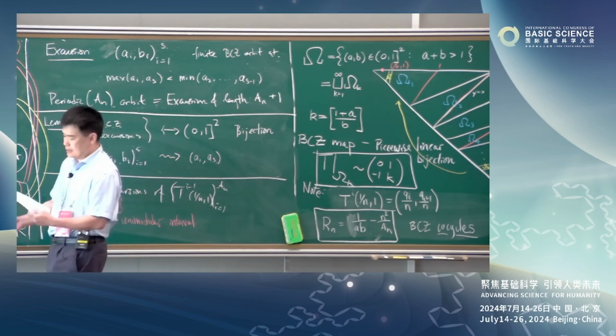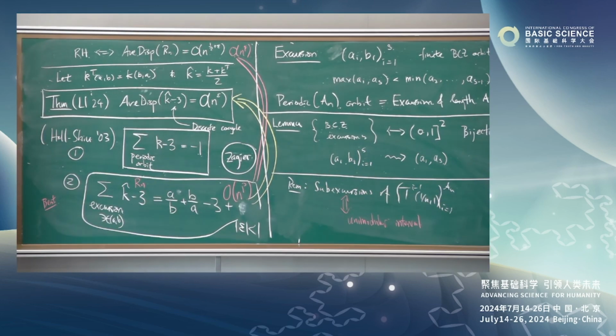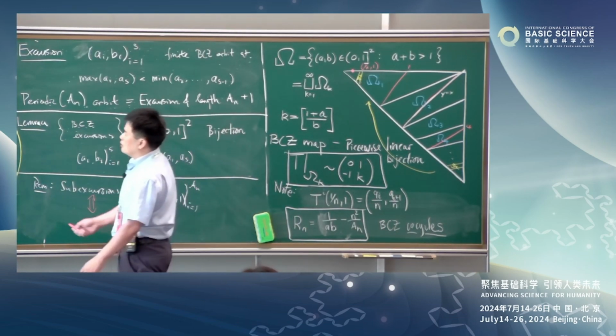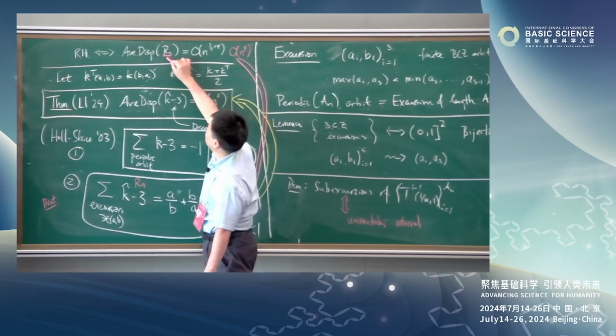So I think I'm out of time. There is a geometric interpretation of Rn, which I don't have time to get into.